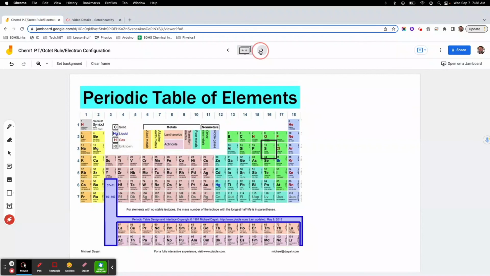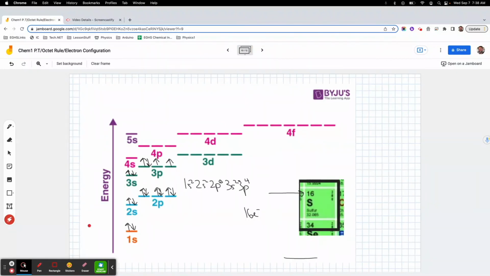If you did this with neon right here, you would notice that it equals 1s2, 2s2, 2p6. That's all of this right here. So instead of writing all of that, I could do this. This is the noble gas notation. Notice I have my highest energy level and my valence electrons are 6. Neon cancels out all this stuff right here. It's just taking the place of it, just substituting. Hopefully that makes sense.